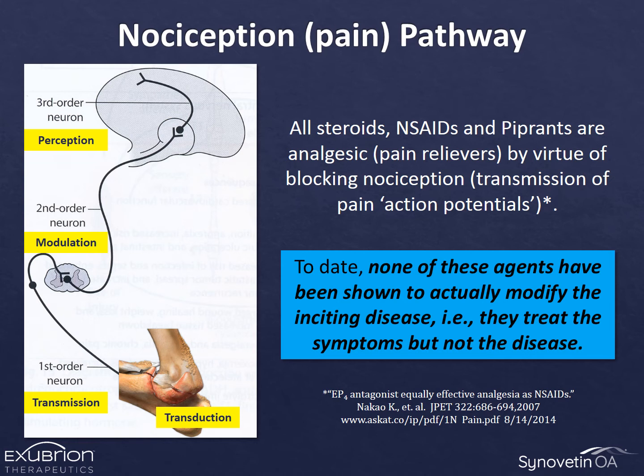Now, transduction is where this all starts. Transduction is where an insult, be it mechanical, thermal, or chemical, actually initiates an action potential. And then following this pathway, it ultimately is interpreted as pain in the conscious animal. Now, all steroids, NSAIDs, and Bimprants are analgesics. They're pain relievers by virtue of blocking this nociception, or the transmission of pain or action potentials along this pathway. However, to date, none of these agents have been shown to actually modify the inciting disease, which is to say that they treat the symptoms but not the disease itself.